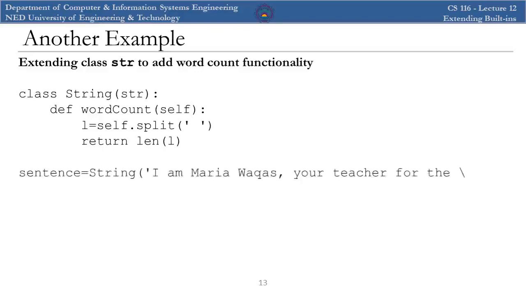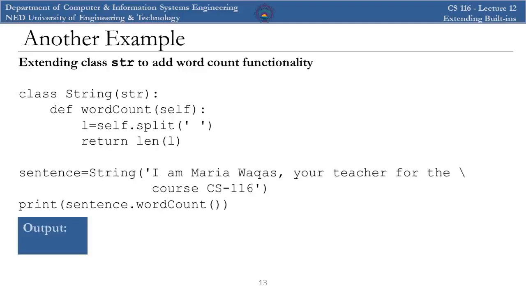Here is a quick test code run. This is a sentence, okay, a long sentence. I'm Maria Vakas, your teacher for the course CS116. Don't count that slash because that has just been used as a continuation operator. So actually it contains 1, 2, 3, 4, 5, 6, 7, 8, 9, 10 words. So if I call this method on this object sentence, it should print 10. And here it is. See, so we have neatly extended the class.